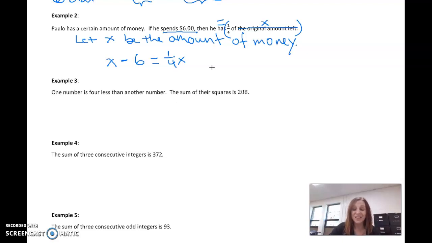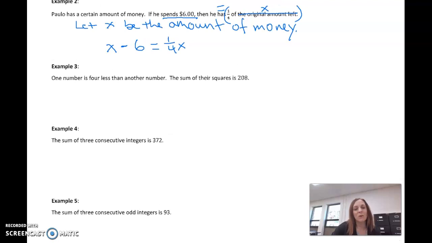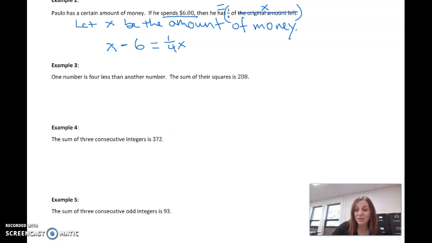That's it. Okay, so again, they're going to seem a little weird, but I promise you the more you deal with this stuff, the more you see the patterns and it becomes easier. Another example. One number is 4 less than another number. The sum of their squares is 208. Guess what we're going to start with?